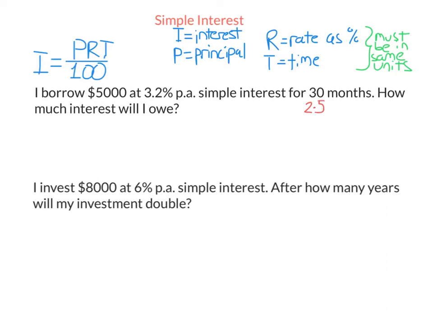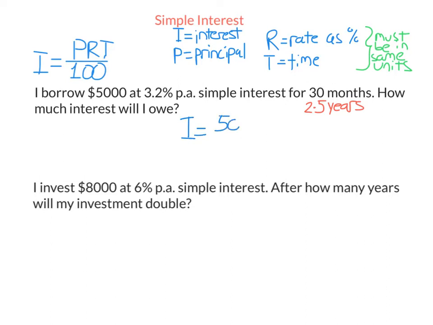So 30 divided by 12 is 2.5. 30 months is 2.5 years. I needed to make that change. So now T is in years and the rate is per year. So now I can just use the simple interest formula.